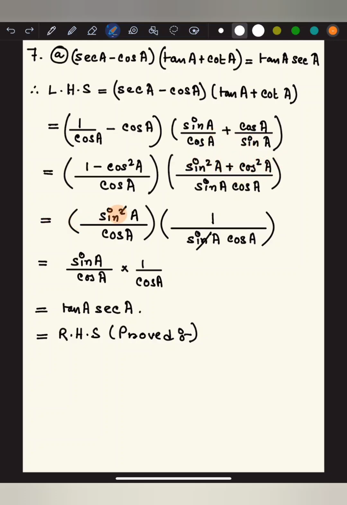Which is equal to 1 minus cos square a means sin square a, and this will be sin square a by cos a, and sin square a plus cos square a is 1. Okay, so it will be 1 by sin a into cos a. This sin a and sin square a, this square gets cancelled out, so we are left with sin a by cos a into 1 by cos a. So sin a by cos a is tan a and 1 by cos a is sec a, so it will be tan a into sec a, which is equal to RHS, proved.